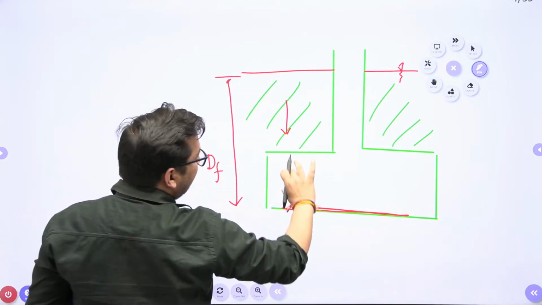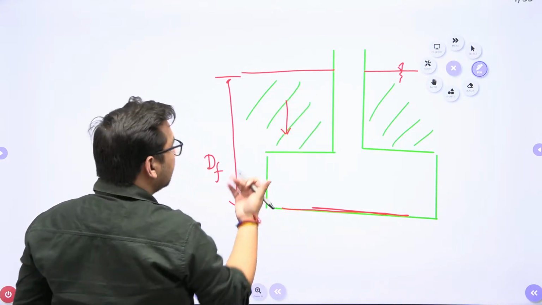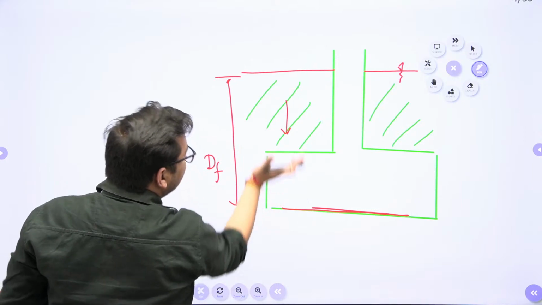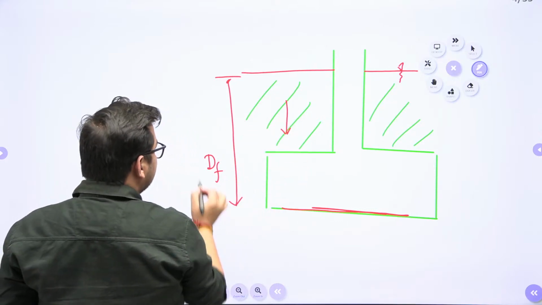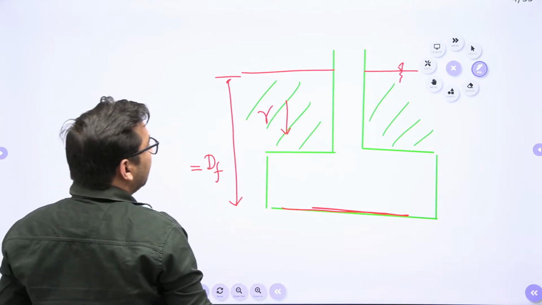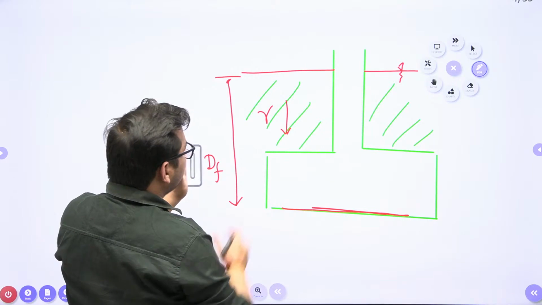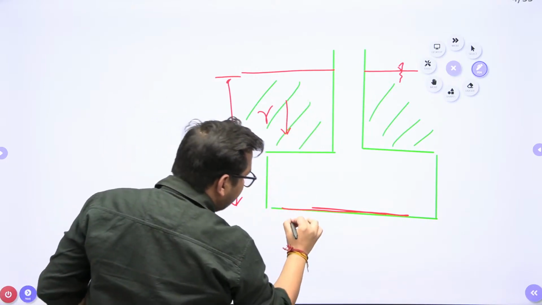Let's suppose this particular depth is depth of foundation. As this particular dimension will be very less as compared to this particular depth, we take that this particular depth is nothing but of soil. So I can say that if this soil is having a unit weight as gamma, due to this particular soil, the stress at this point will be gamma into Df.